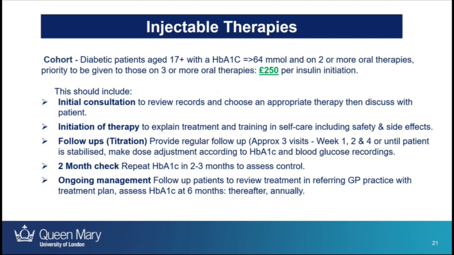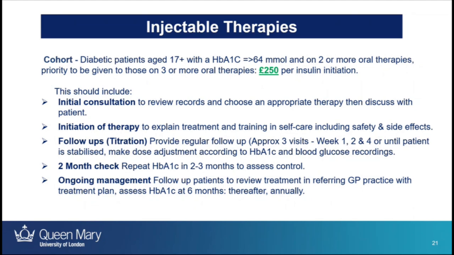Moving on to the injectable therapies. So the first one is the insulin initiation. It's diabetic patients aged 17 plus with a HbA1c of equal to or above 64, and that they are on 2 or more oral therapies, but you must give priority to those that are on 3 or more. And in this section, you can receive £250 per patient that you initiate insulin on.